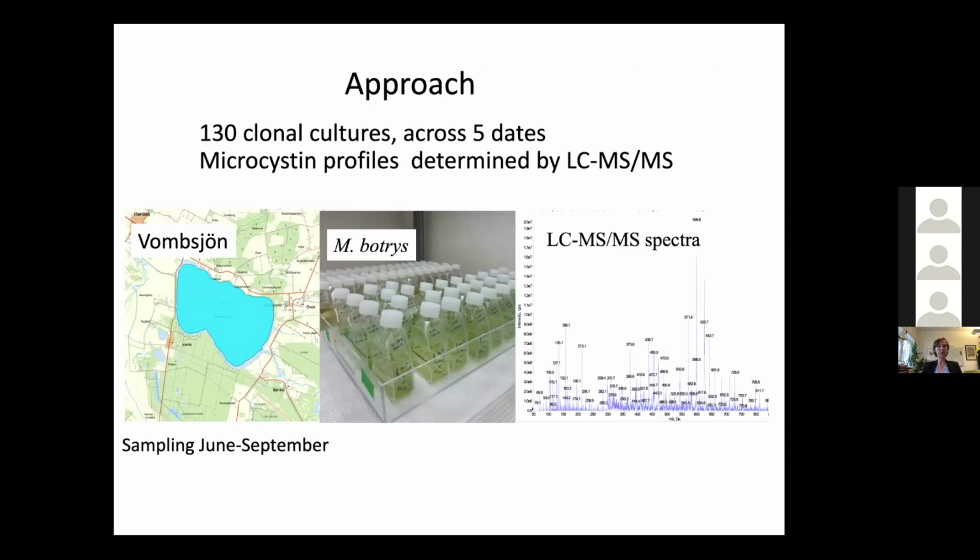And so to do this, we worked in Lake Vombsjön. Lake Vombsjön is a drinking water supply to Malmö. And we sampled this across the summer, 5 different occasions, isolated single colonies, established cultures, and then harvested the cultures and determined their microcystin profiles by mass spectrometry.